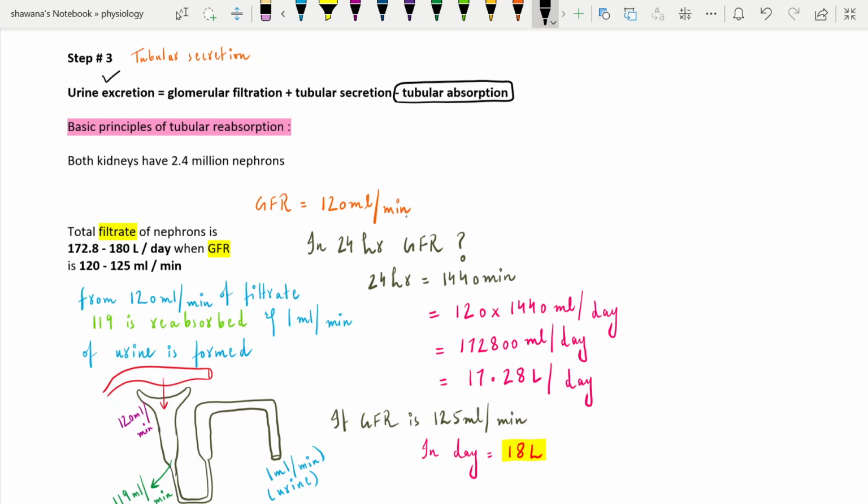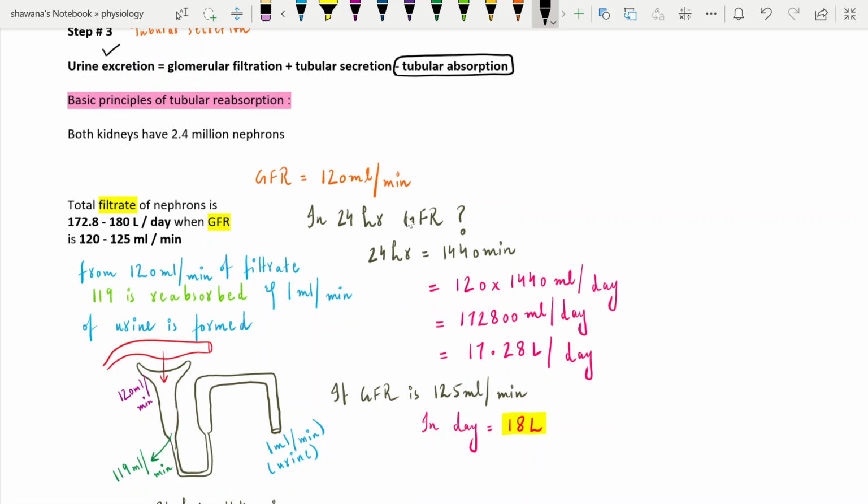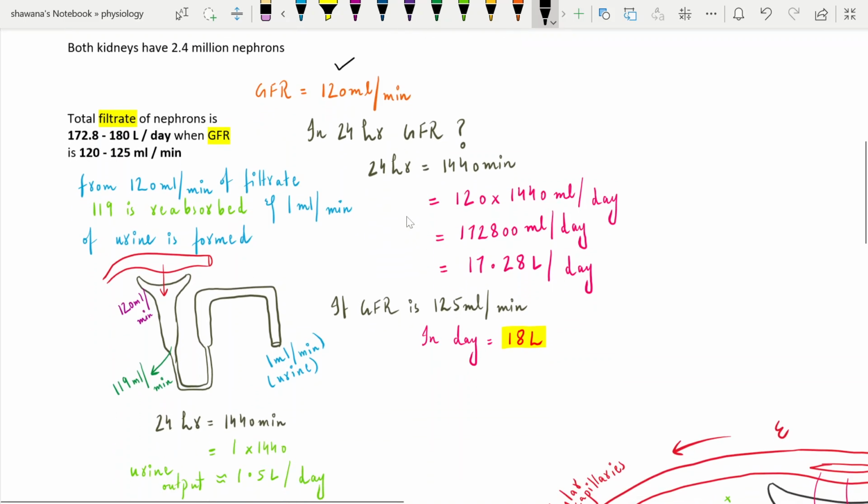The second important thing worth mentioning is the basic principles of tubular reabsorption. Our topic is tubular reabsorption. Collectively, both kidneys have 2.4 million nephrons. But from now on, we will discuss only one nephron, and the process occurring in one nephron will occur in all the other 2.4 million nephrons. As you know, the glomerular filtration rate is 120 ml per minute. The filtrate formed in 1 minute is 120 ml.